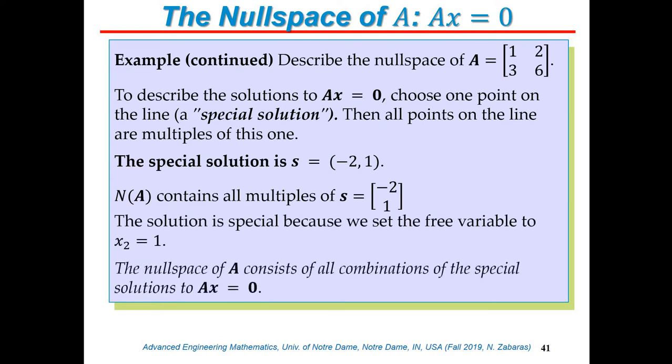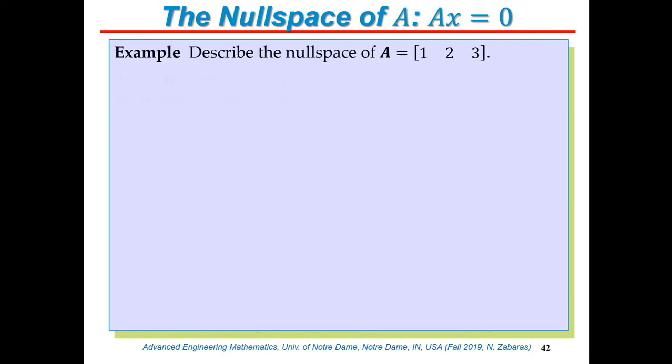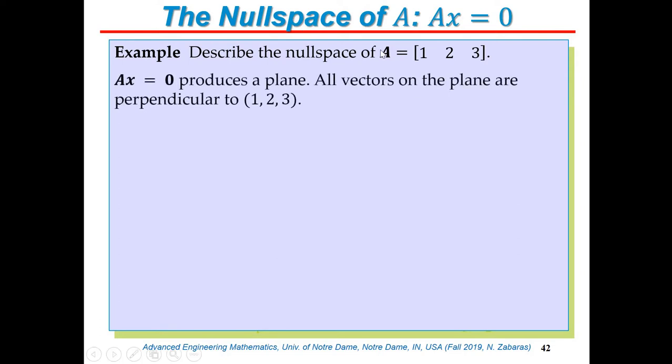Okay, so the null space consists of all the vectors that are parallel to this vector minus 2, 1. So you can multiply this by any constant, and that belongs to the null space. Okay, so let me do another little example. So let me take a vector that is 3 by 1. So this looks like a weird vector. This is a matrix, right? So we're looking at the matrix A that is a 3 by 1 matrix, and we want to identify the null space of that. So we do the homogeneous problem AX equal to 0, and immediately you can see if you multiply this A with a vector x1, x2, x3, what you get is a plane.